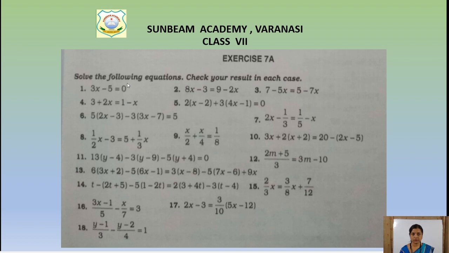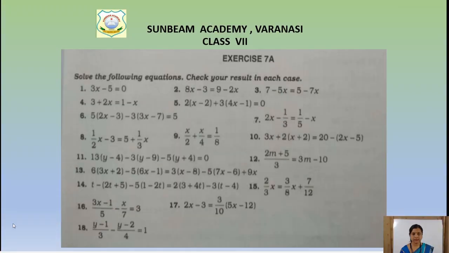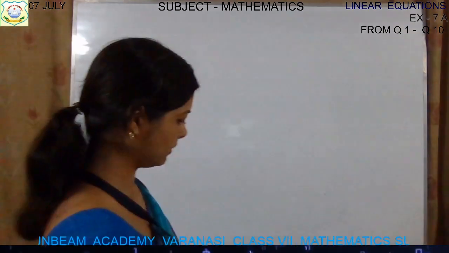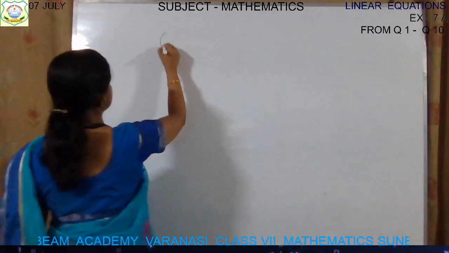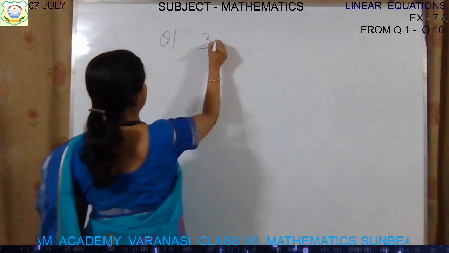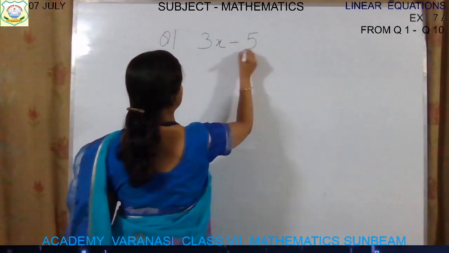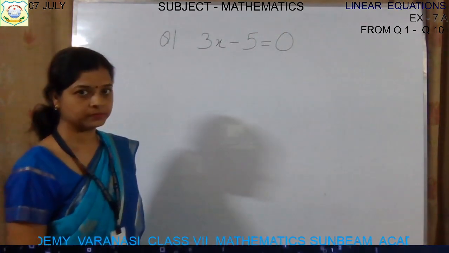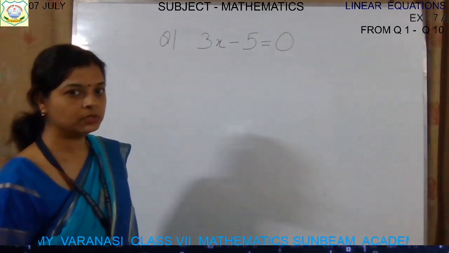First we will solve for x is equal to the value, and then we will check whether our answer is correct or not. Now the question is 3x minus 5 is equal to 0. Let's see how to solve it. Question number 1. 3x minus 5 is equal to 0. This is the question.